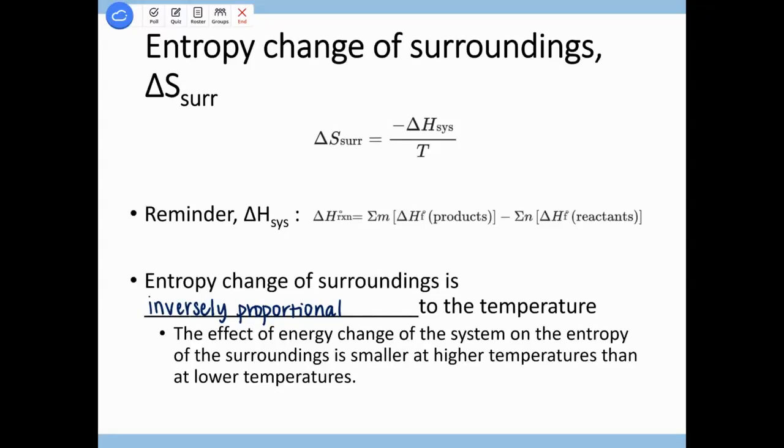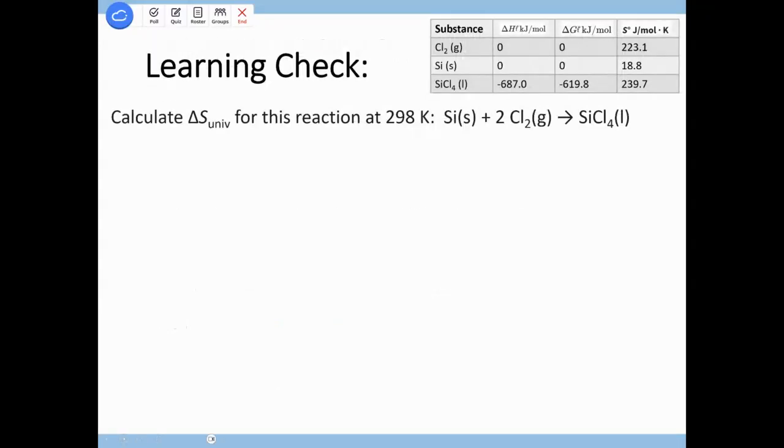Okay, so we're going to go to our first learning check: calculating delta S of the universe for a reaction. You've got this data table with a bunch of different values here. We need to think about how to use what's provided to answer this question. So remember that delta S of the universe, which is what you're calculating, is delta S of the system plus delta S of the surroundings. So you need to calculate both. Delta S of the system we calculated in 18.2. Delta S of the surroundings, you have the equation on the previous slide.